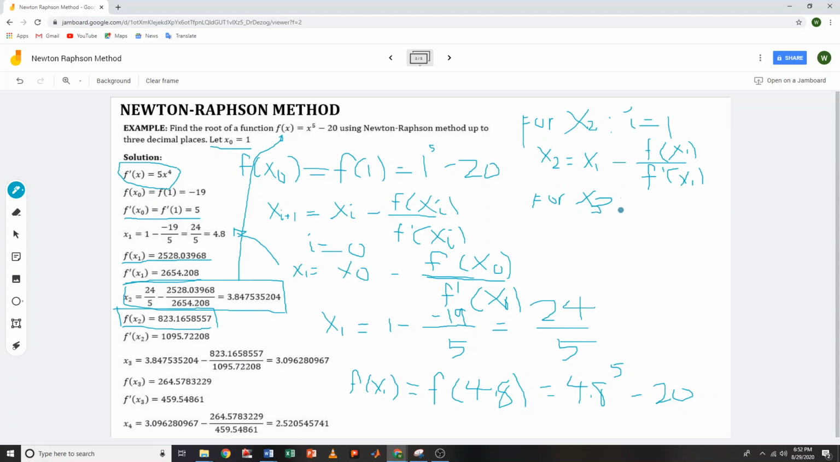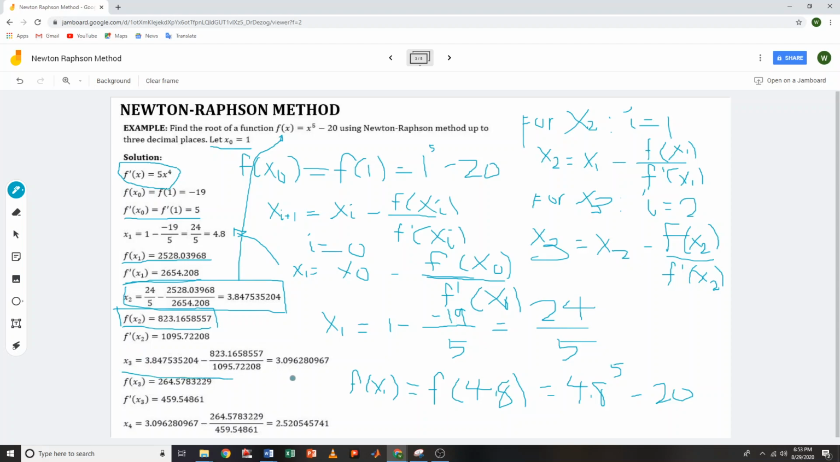Okay, for x3, i is equal to 2. So therefore, looking in the formula, this is x_{i+1}. So x_{i+1}, that is x_{2+1}, that is x3. So x3 is equal to x_i, that is x2, minus f of x2 all over f prime of x2. Okay, f prime of x2.